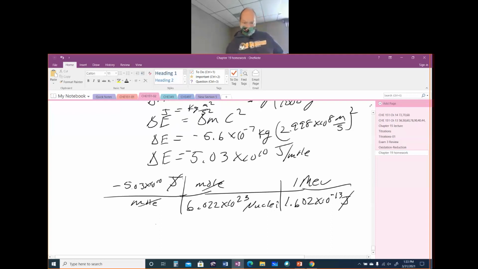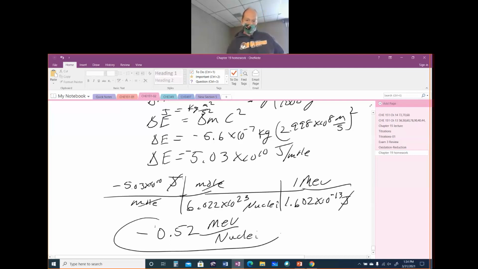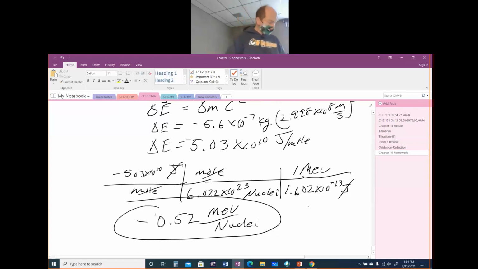So that is, you get a negative 0.52 MeV per nuclei. And if you wanted it per nucleon, well, that would be the same because you just have one proton in the proton.